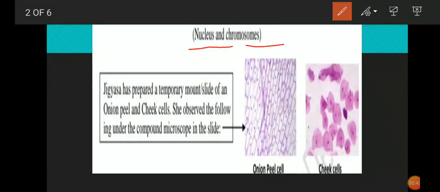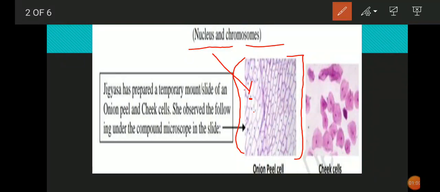A slide of onion peel has been shown. You must have done this temporary mount of onion peel slide in your school also. You can see the different cells have been shown, and in between the cell a small dot is visible, and this small dot is called the nucleus of the cell.